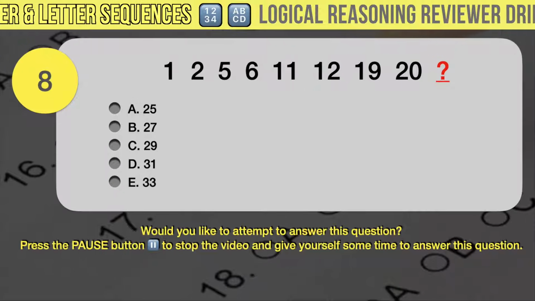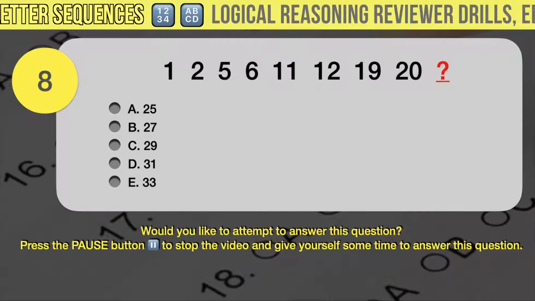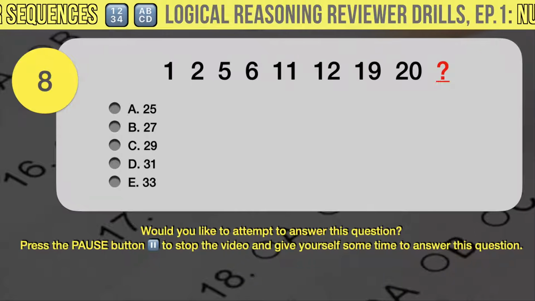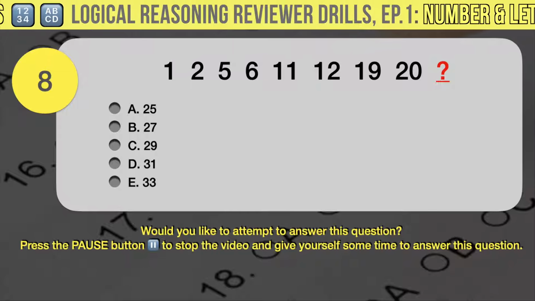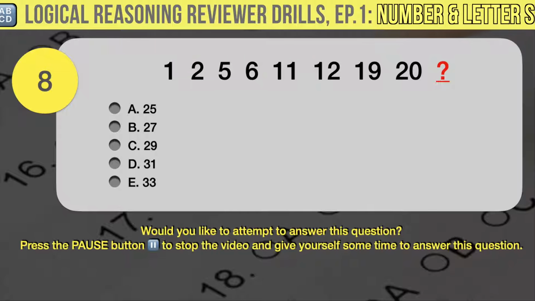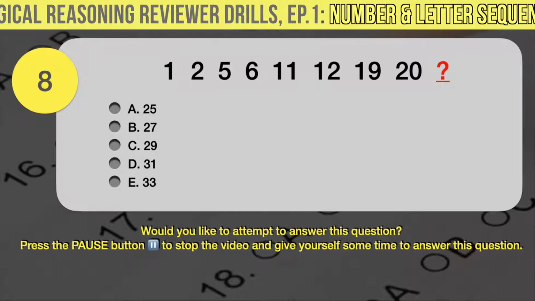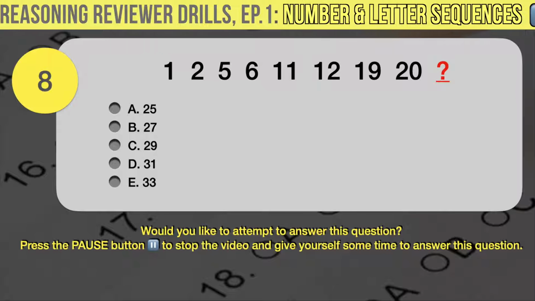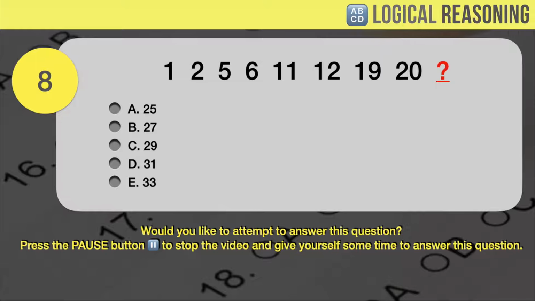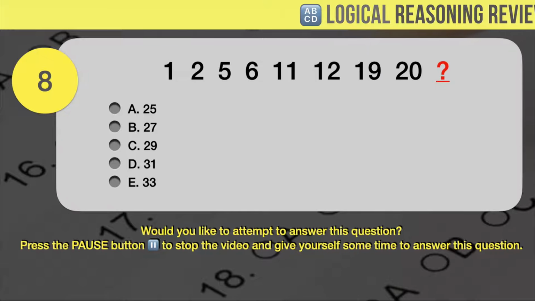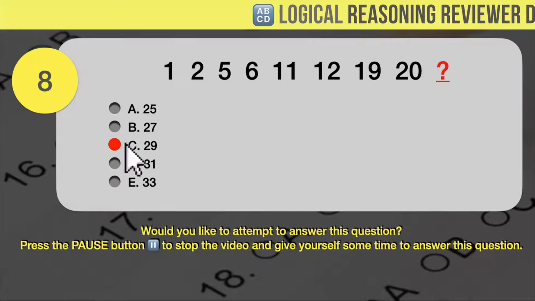Drill question number 8. Which number comes next in the following sequence? 1, 2, 5, 6, 11, 12, 19, 20. Your answer choices are A, 25, B, 27, C, 29, D, 31, E, 33. The correct answer is C, 29.